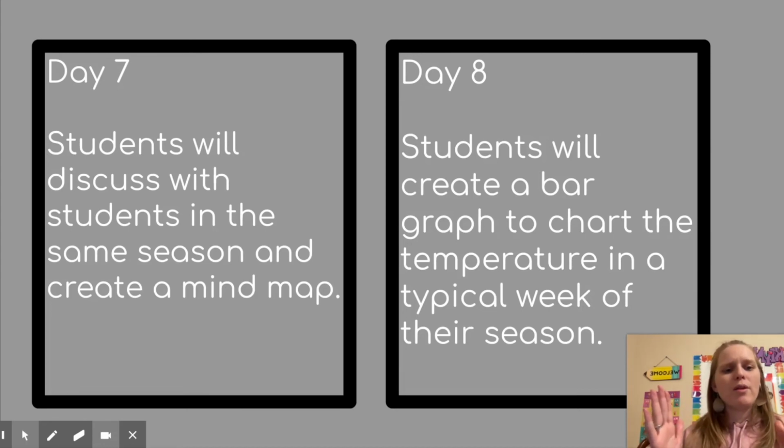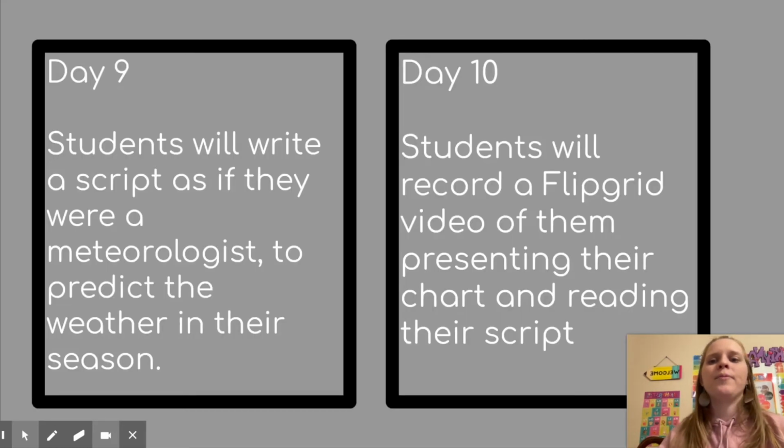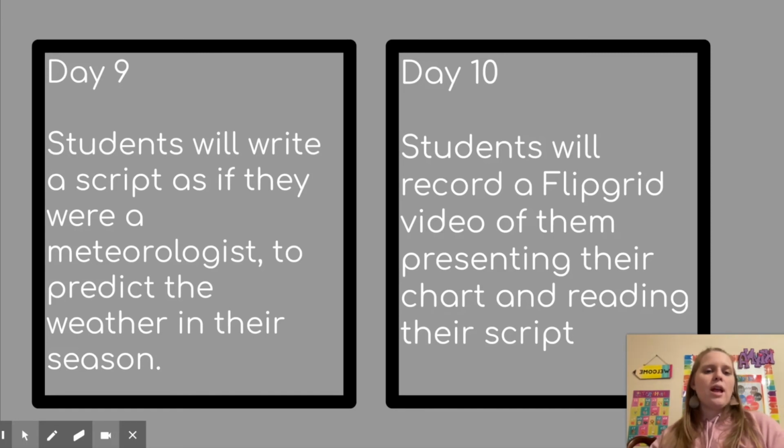The math part of it, they would create a bar graph on day 8, something like this. And then students are going to write a script. I wanted to have reading, speaking, writing, and listening all a part of this. And the script is if they were a meteorologist forecasting the weather in their season. And then the final assessment is to create a 1.5-minute Flipgrid video of them presenting as if they were a meteorologist. And that would be on day 10.